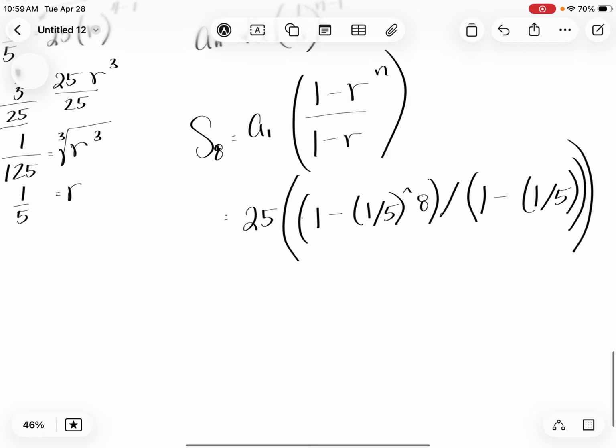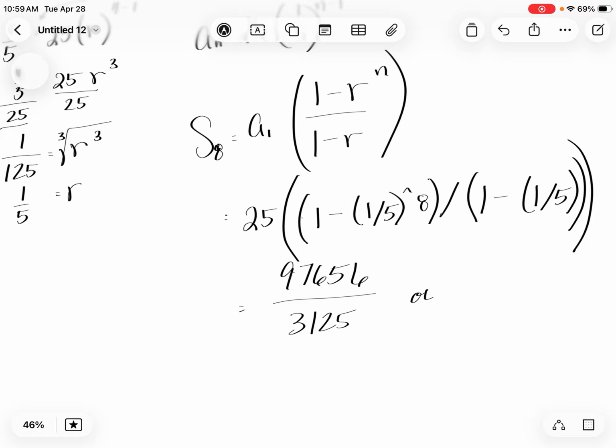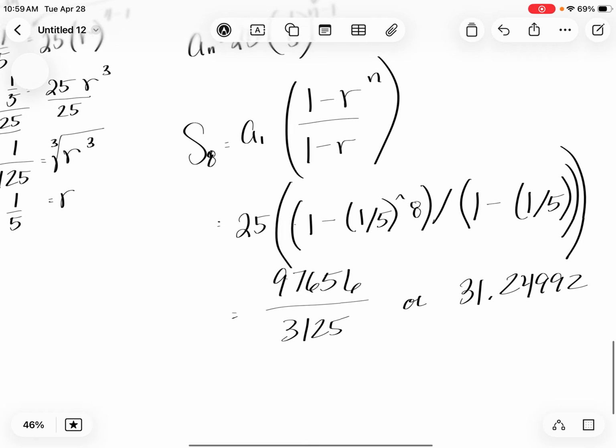And it does frac for me. So the fraction answer is 97656 over 3125, or the decimal was 24.992. That's the sum of the first 8. That's number 5.